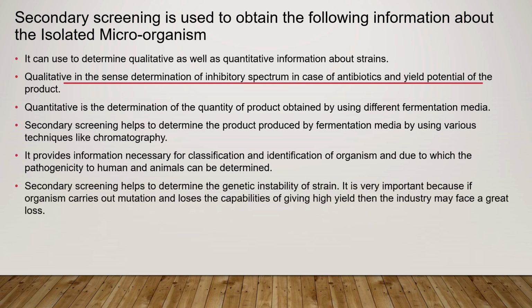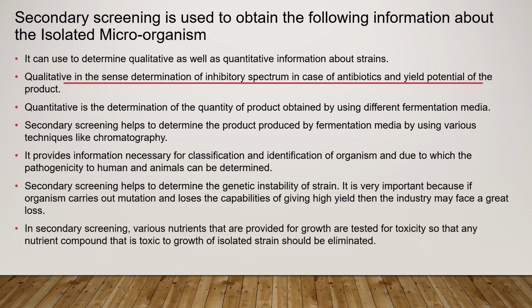Secondary screening helps to determine the genetic instability of a strain. It is very important because if the organism undergoes mutation and loses the capability of giving high yield, then the industry may face a great loss. Now suppose an industry has screened an organism which is giving a high yield, and now that industry is carrying out fermentation on large scale. Now during fermentation, if that organism becomes genetically unstable due to mutation, then the organism is not going to give high yield, and it will result in loss to that industry. So it is very important to determine the genetic stability of that isolate.